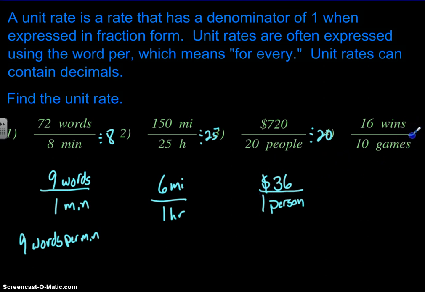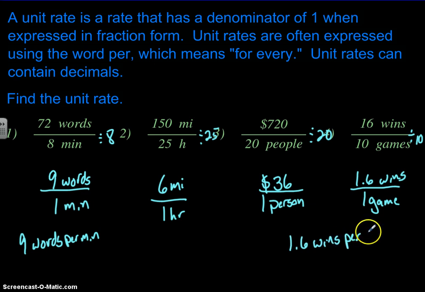Here I'm going to divide by 10 because that's the denominator. So I get 1.6 wins per 1 game. Okay, and when it's a unit rate, I can have a decimal, even though I'm writing it as a fraction. You could also write it as 1.6 wins per game.